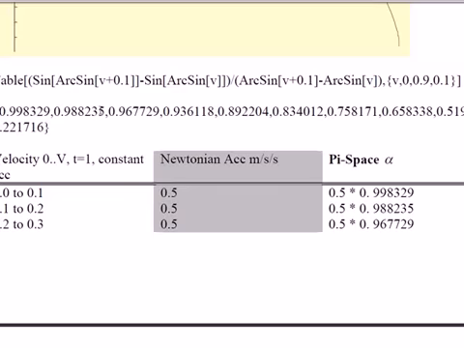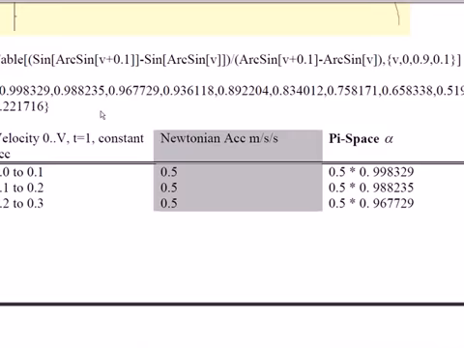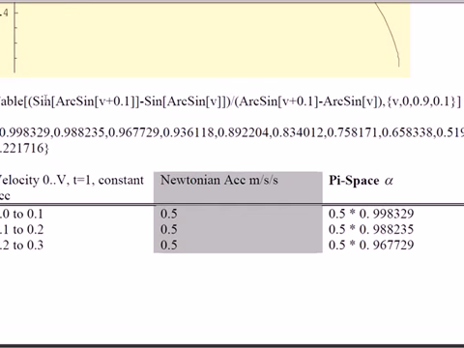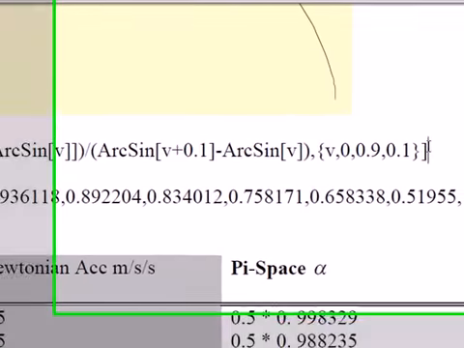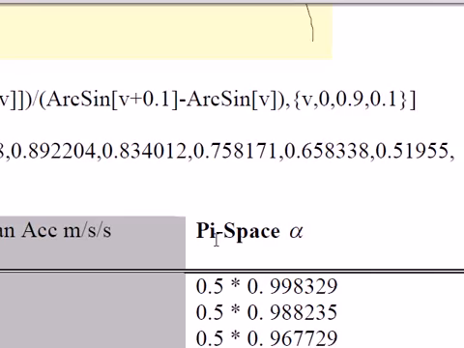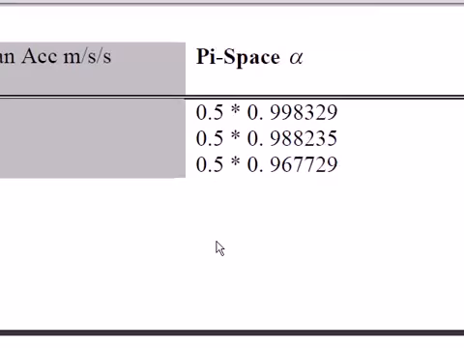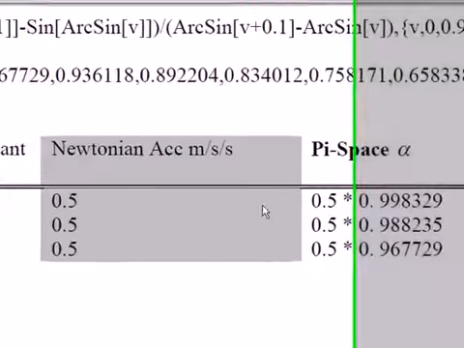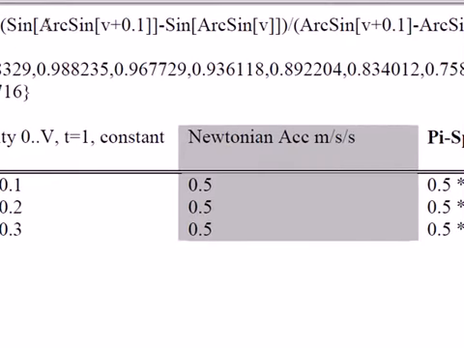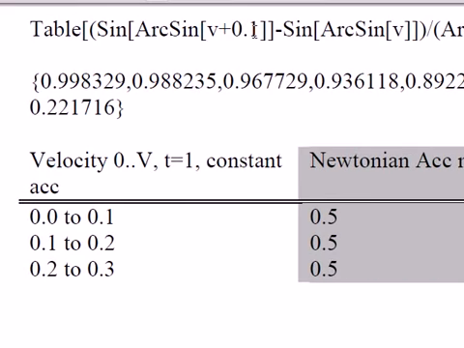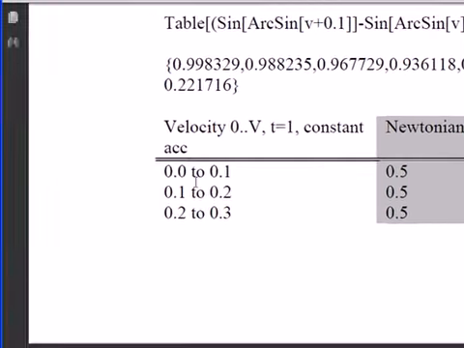So let's take a look at the values. If we do a table in Mathematica, you get the values here. Just to understand what you're looking at, this is the formula, which is the sine of the arc sine of 0.1 to 0. In other words, it's a delta. So it's like 0 to 0.1, 0.1 to 0.2, 0.2 to 0.3.